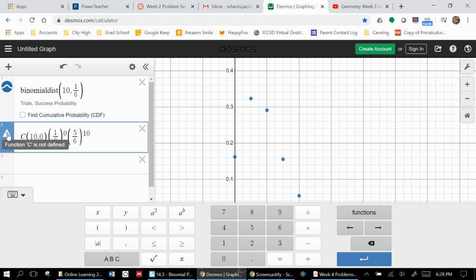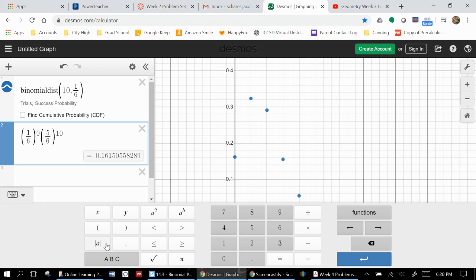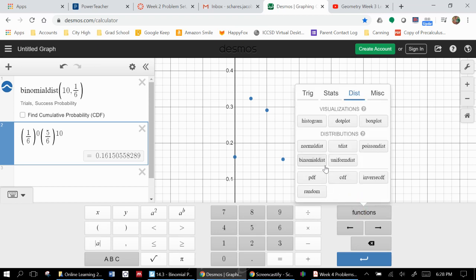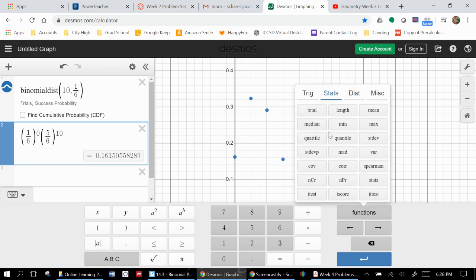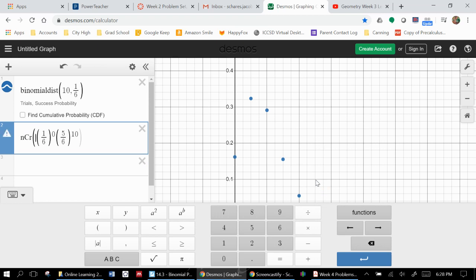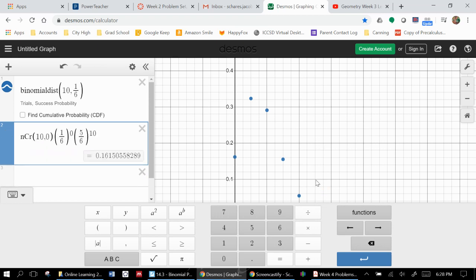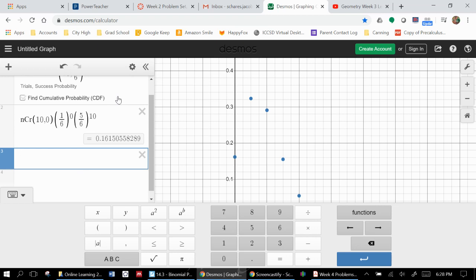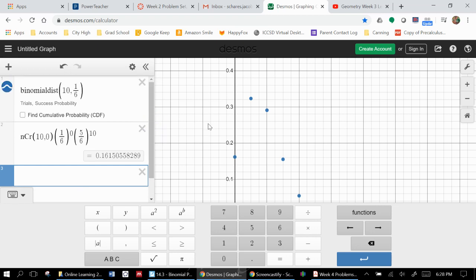Why does it say I cannot do that? The C function is not defined. Okay. I've got to type it in this way, don't I? nCr 10, 0. There we go. So right there, 0.1615, 16%. And so all this is doing is just doing that formula for you over and over again.